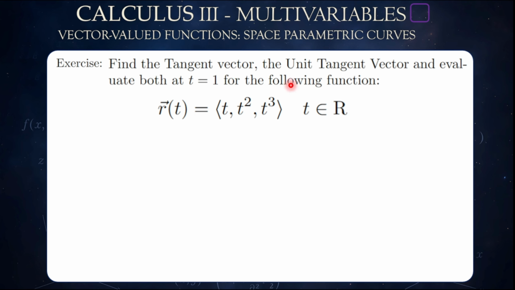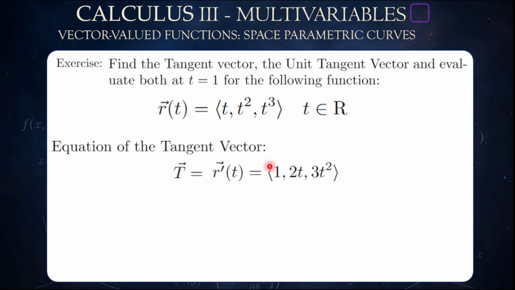Exercise: find the tangent vector, the unit tangent vector, and evaluate both at t equal 1 for the following function: r(t) equal t, t squared, and t to the power of 3. At first, the tangent vector is given by, of course, you can try at it yourself. You can pause the video and try to do it. So T equal r prime t, which is the derivative of r in respect of t on the 3 axes, or in the 3 dimensions rather, is equal to derivative of t, 1, then 2t, then 3t squared. That's the tangent.